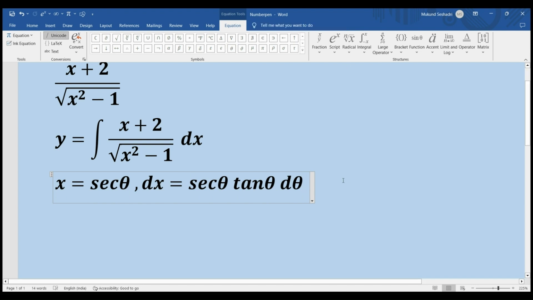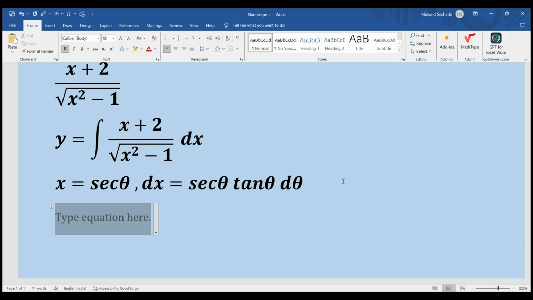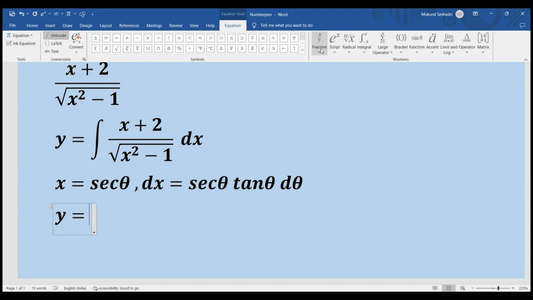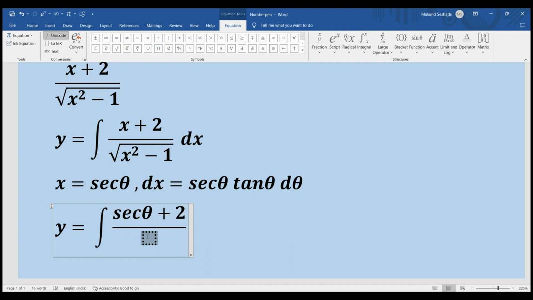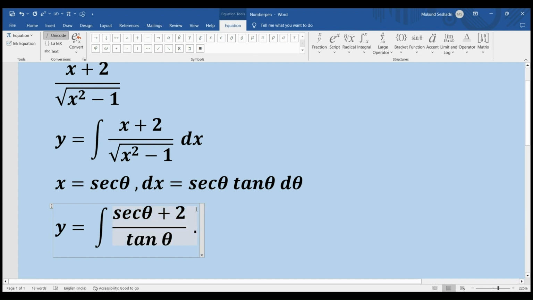So what I do now is I go back to my y and I try and replace my x in terms of theta. So what is my x plus 2? My x plus 2 is nothing but a secant theta plus 2. And then my denominator, which is a square root of secant square theta minus 1, which is nothing but a square root of tan square theta, which is nothing but a tan theta, right? And then we have our dx as well. What is our dx? It's nothing but a secant theta tan theta d theta.